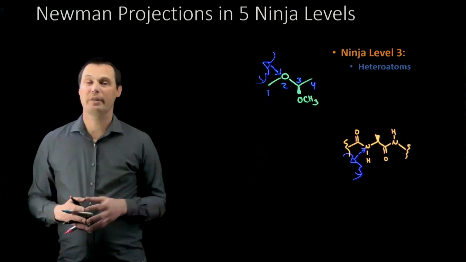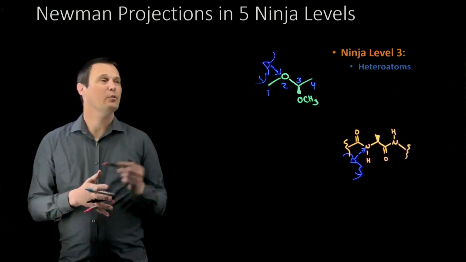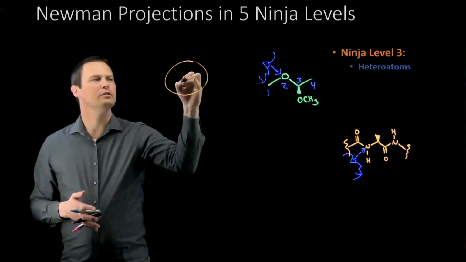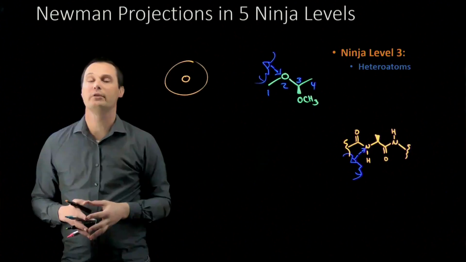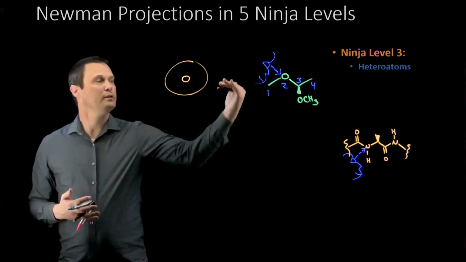Drawing a Newman projection with a heteroatom is odd, but it actually really isn't all that different. We'll still start with our dot in our circle, but instead of a dot in the middle, we're looking at the oxygen. So we would put the oxygen atom in the middle of the Newman projection. Adding the rest of the groups really isn't that different than our other process. Carbon number 1 is in the southern hemisphere.